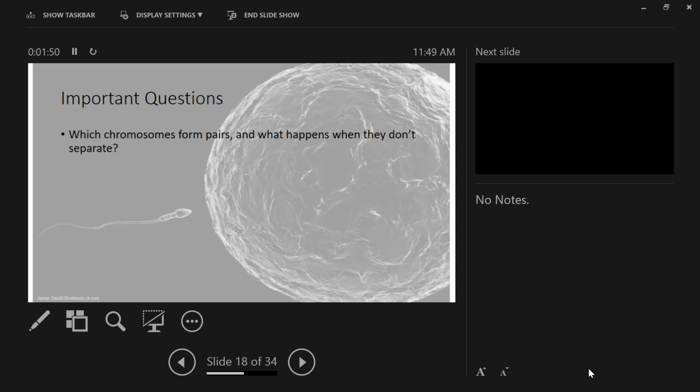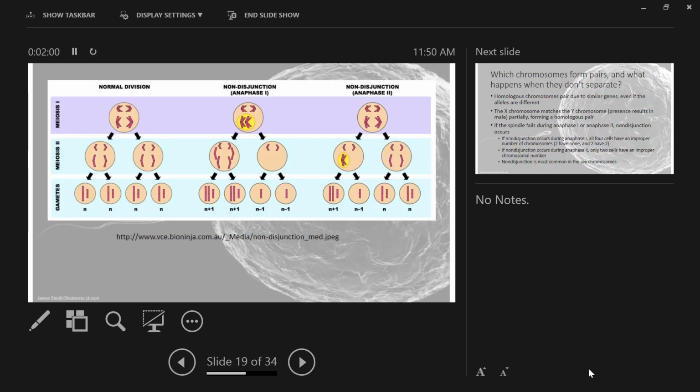So now what we need to talk about is which chromosomes will actually form pairs, and what happens if you don't actually separate those pairs during meiosis. Okay? So here's normal division. And the answer to the first question is like chromosomes participate with like. So the two copies of chromosome 1 associate together, two copies of chromosome 2. And so here's normal division.